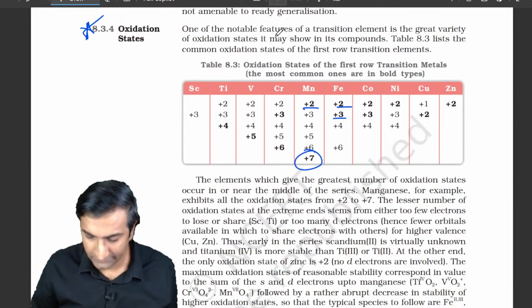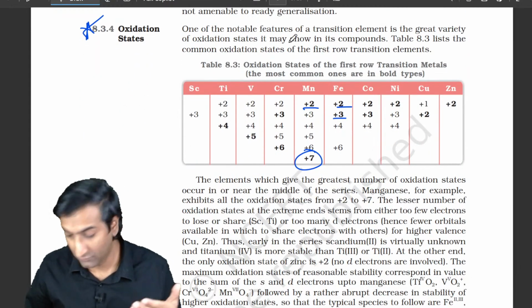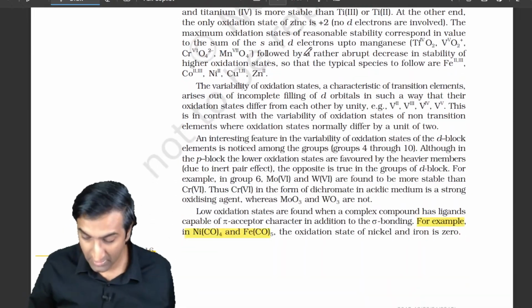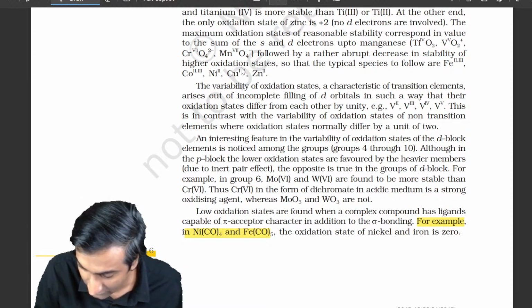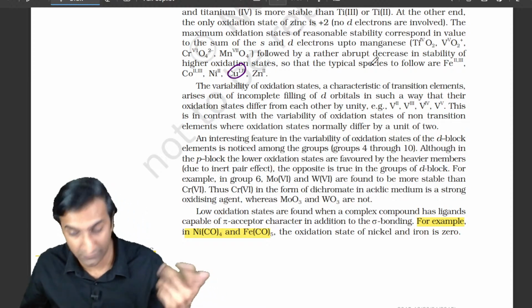Oxidation state, this is cool. This is just a simple table. It goes all the way to the maximum in the middle to manganese and then falls a bit. Copper shows interestingly 1 का state भी, probably the only one actually. One of the few things that shows oxidation state of 1 because of its D10 configuration.